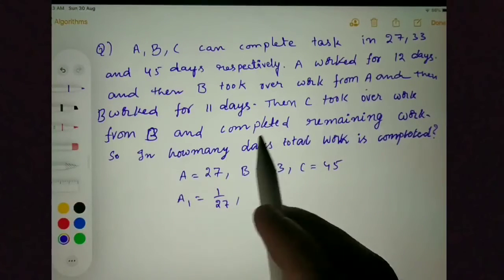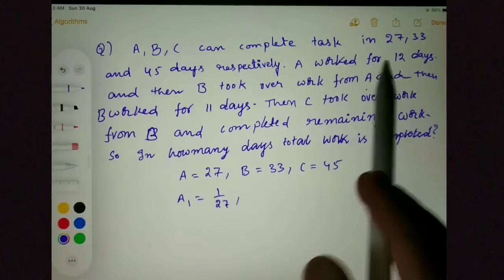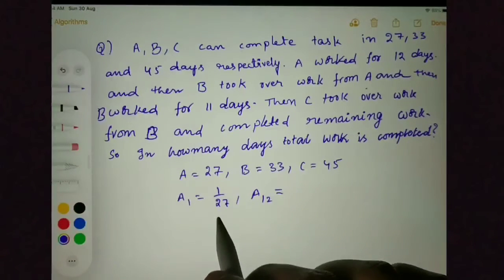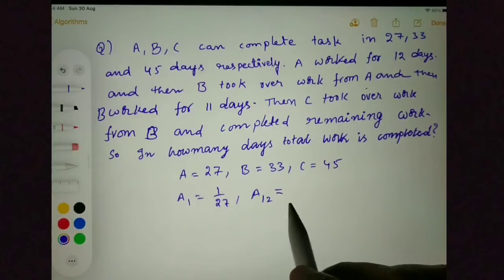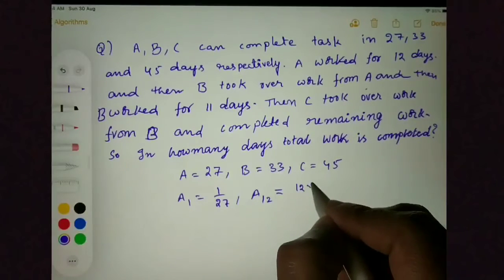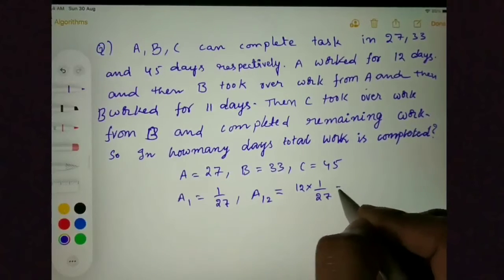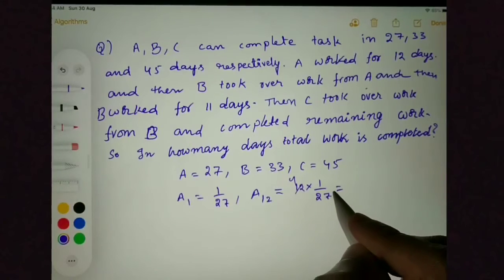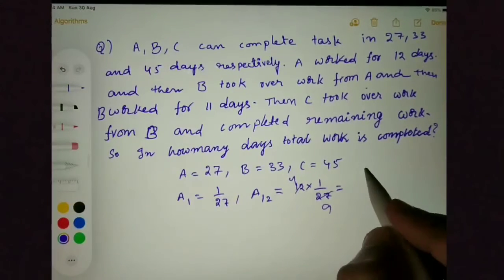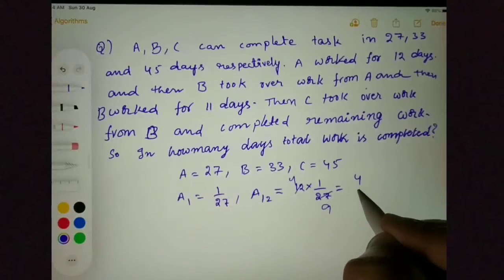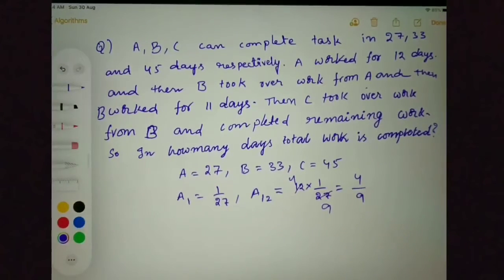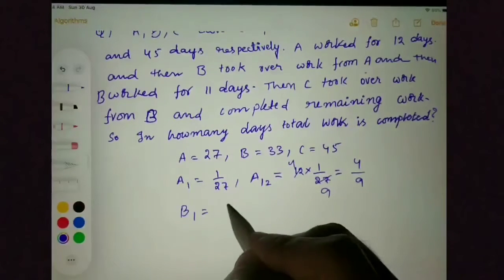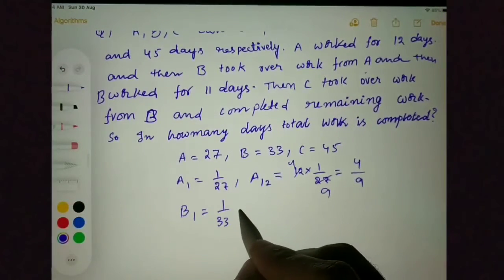So as per the problem, A worked for 12 days. So if A's 1 day's work is 1 by 27, what is the 12 days' work? That is 12 into 1 by 27, which is nothing but 4 by 9. What is B's 1 day's work? That is 1 by 33.